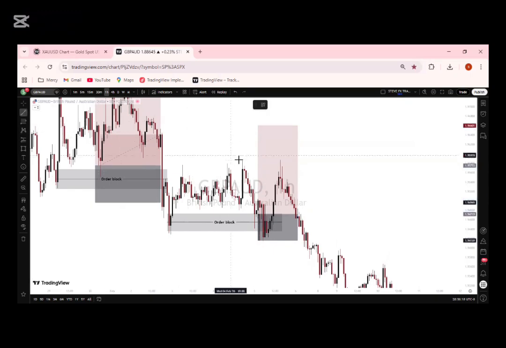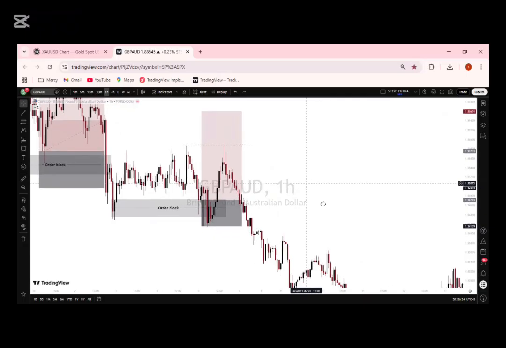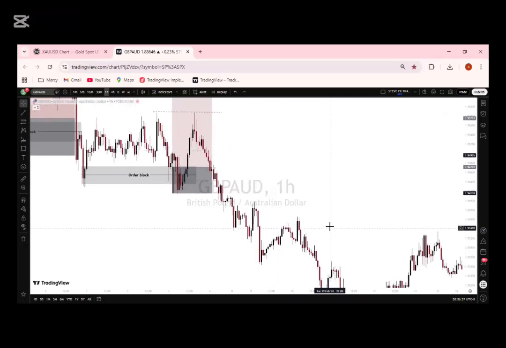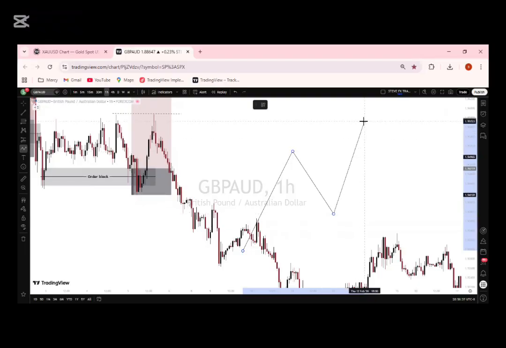So anytime that you are picking your order block, you need to consider the structure of the market. If the market is bullish, you need to pay attention to bullish order blocks.